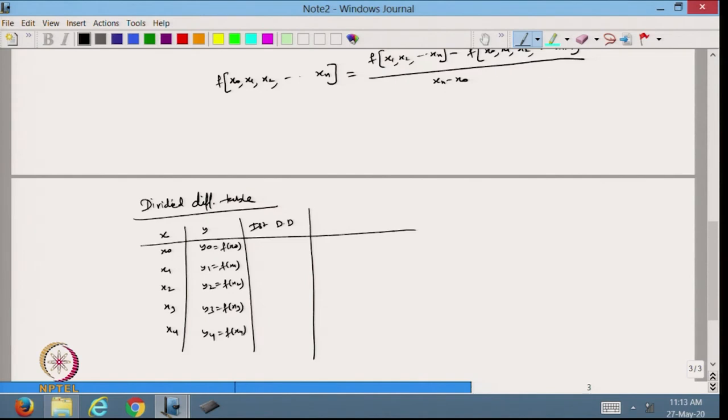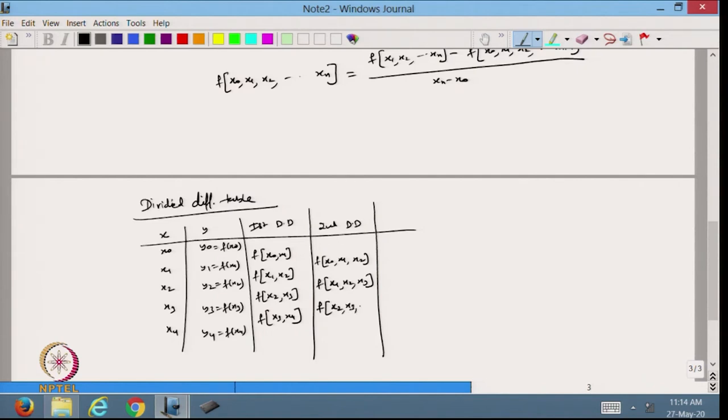Because we know that these data points are given to us and that is based on some function. So from here I will get x0, x1, the first divided difference, x1, x2, x2, x3, x3, x4. So this is the first one. The second divided difference is, so from here I can write f of x0, x1, x2, this will be x1, x2, x3 and this will be x2, x3, x4.